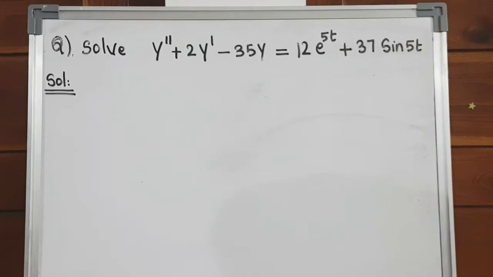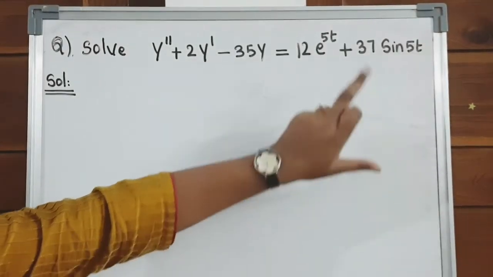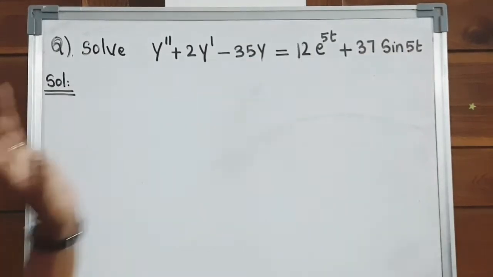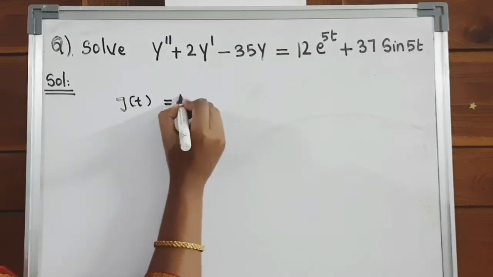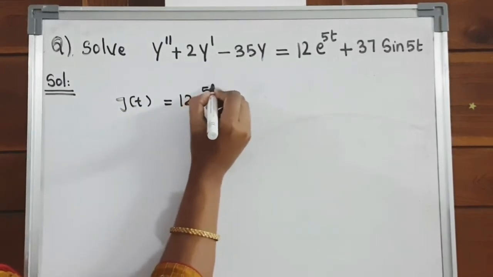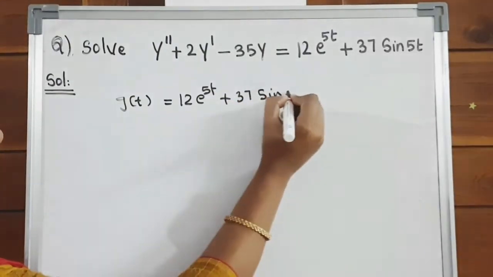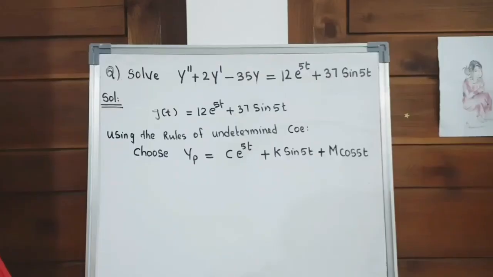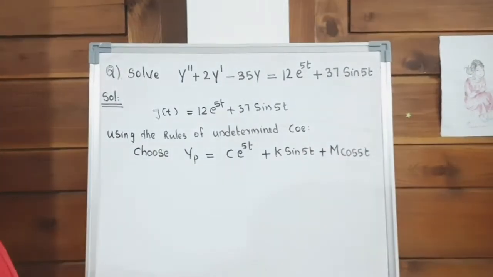Next we are going to find yp. Here g(t) = 12e^(5t) + 37 sin 5t. We write g(t) here. Using the rules of undetermined coefficients, we choose yp = c e^(5t) + k sin 5t + m cos 5t.